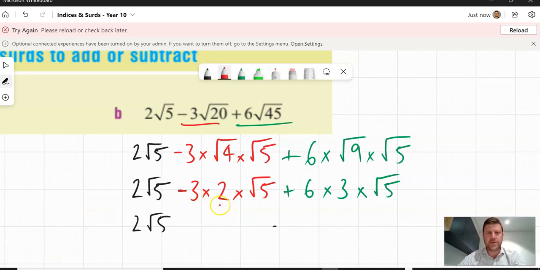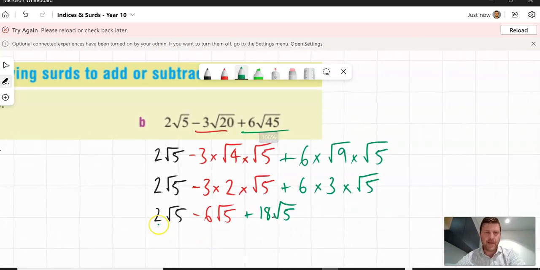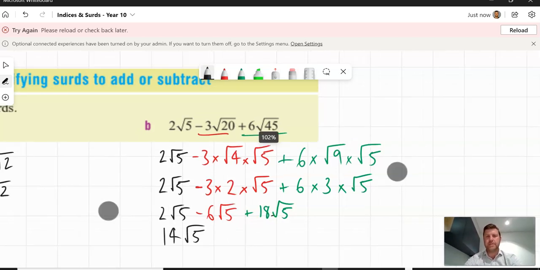Minus 3 times 2 is minus 6. So I'm left with minus 6 root 5. And positive 6 times 3 is 18. So plus 18 root 5. So now I have 3 surds here, all with like surd of square root of 5. So now I can simply just work left to right. 2, take 6, which is minus 4, plus 18, which is 14. And then the root 5 stays the same. So it's as simple as that, guys.